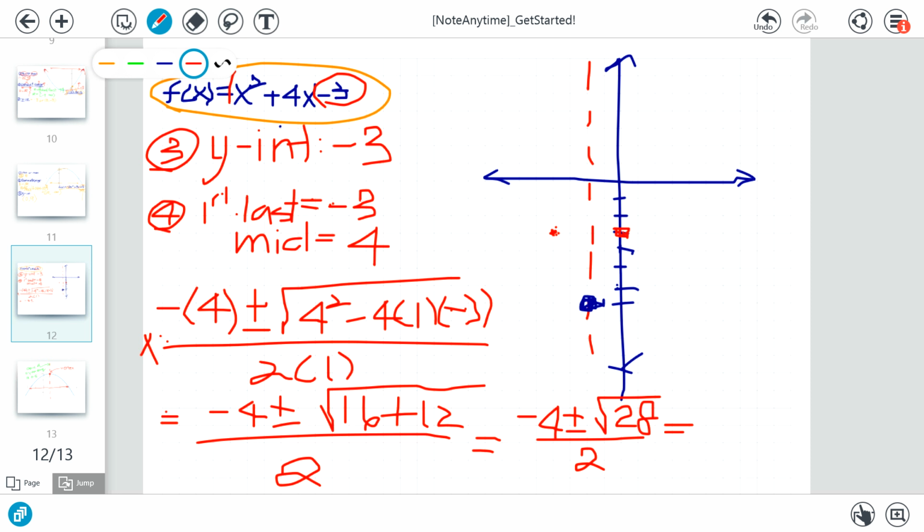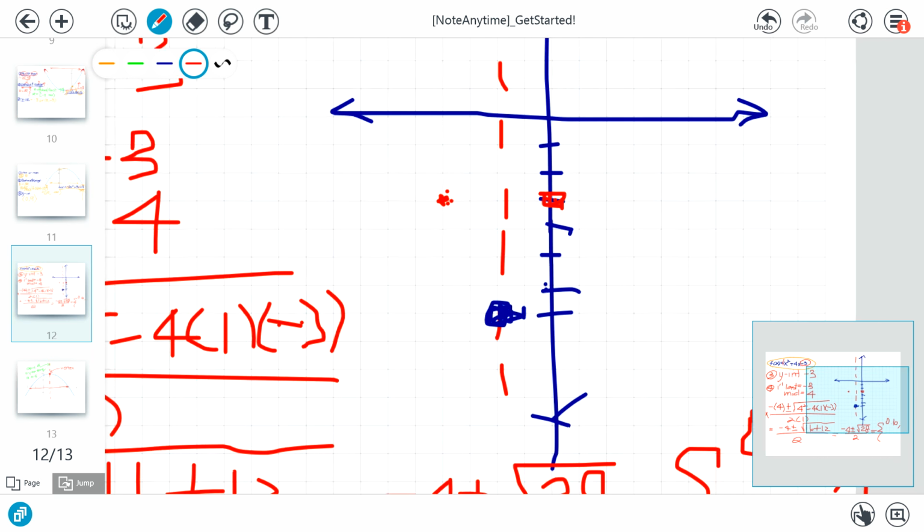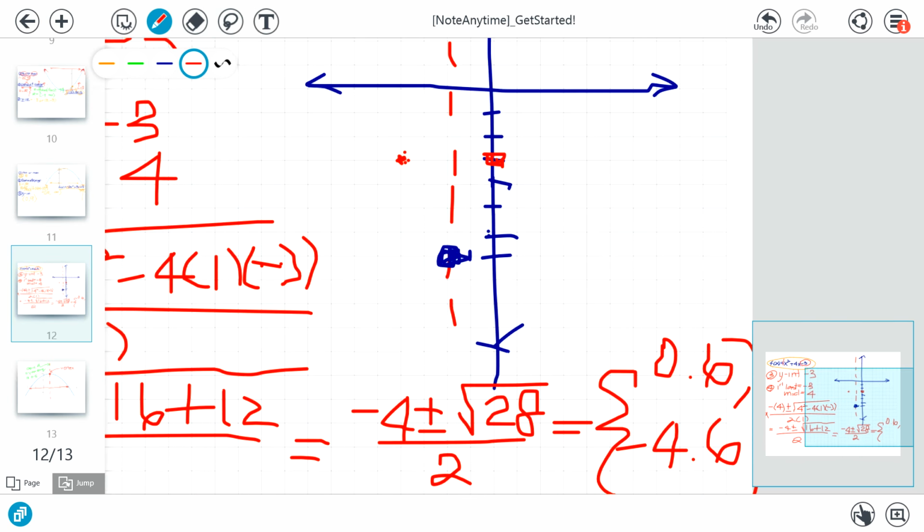Now, I'm going to go ahead and use my calculator to find my 2 points as I usually would, right? So first one would be -4 plus the square root of 28 all over 2. And this gives me 0.6. I'm just going to leave it there. And the second one would be -4 minus the square root of 28 all over 2, which will give you -4.6. So those two are my x-intercepts. So kind of remembering that, 0.6 and -4.6.